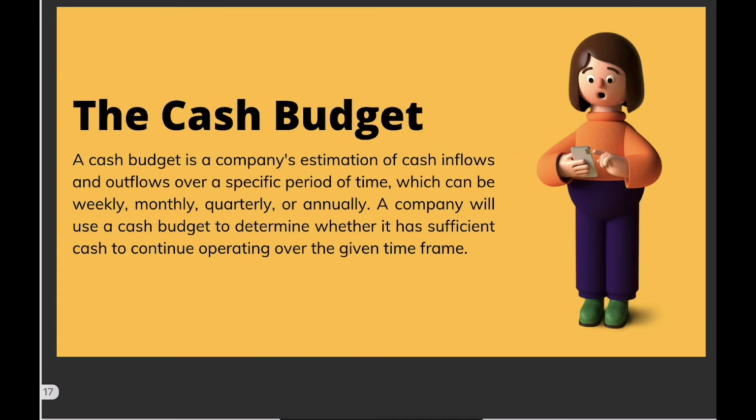Let's continue our discussion, but this time around, let's learn about the cash budget. What is a cash budget? It's actually an estimation of cash inflows and outflows over a specific period of time, which can be done either weekly, monthly, quarterly, or annually. A company will use a cash budget for them to determine if they have sufficient cash to continue operating over a given time frame. The key here is sufficient cash to continue its operations.